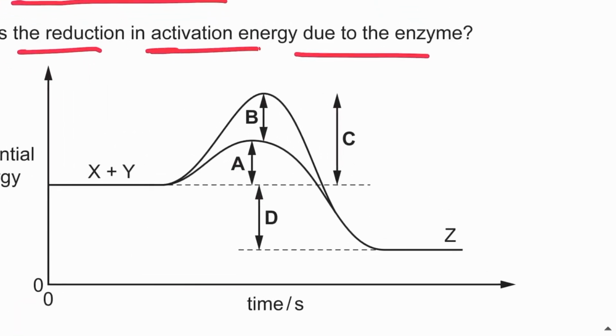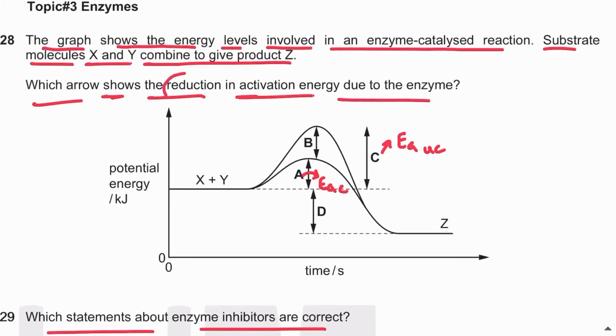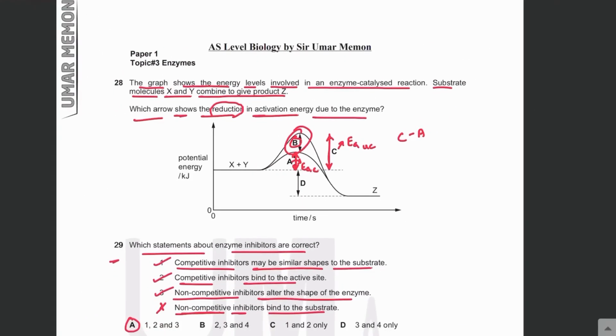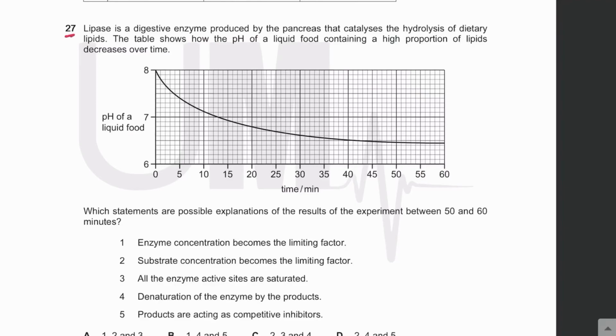So guys, C is the activation energy of the uncatalyzed reaction and A is the activation energy of the catalyzed reaction. We need to find the reduction in the activation energy due to the enzyme. Initially the activation energy was C, and due to the enzyme the activation energy becomes A. So C minus A is B, right? If we subtract A from C, we get B. So B is the answer. Let's move on to MCQ number 27.